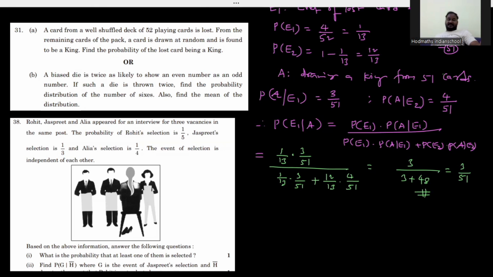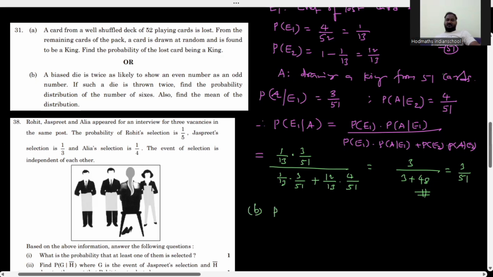A biased die is twice as likely to show an even number as an odd number. What do you mean by that? For example, the probability of showing a number 2 is equal to 2 times the probability of number 1, or 2 times the probability of number 3, or 2 times the probability of number 5. That is because it is a biased die, not an unbiased, not a fair die, right? So I am going to answer this problem by taking the probability of drawing an even number as equal to 2 times the probability of drawing an odd number.